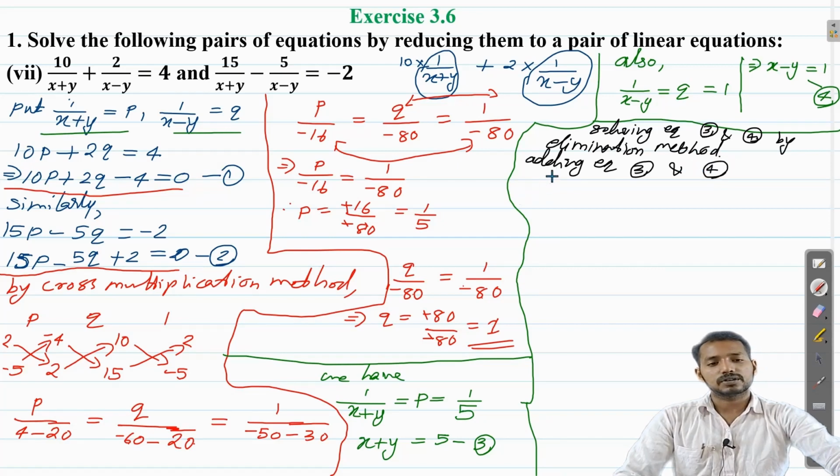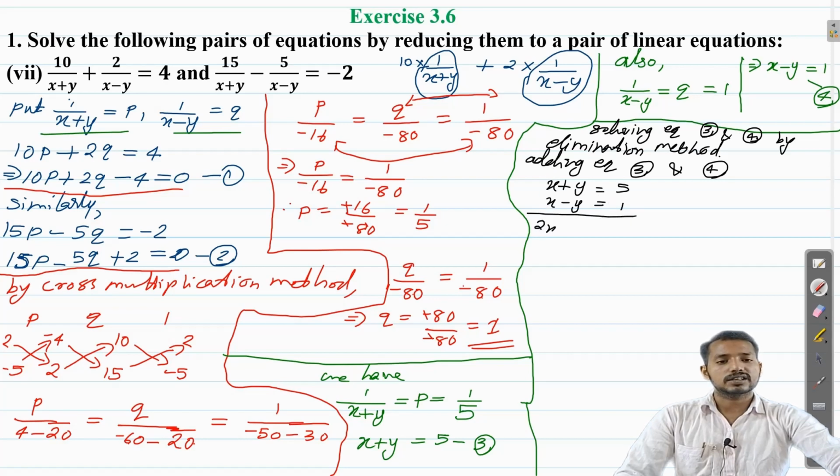we get x plus y, adding x minus y, which is x plus y is 5 and here it is 1. We will get 2x is equal to, plus y minus y becomes 0, and 5 plus 1 is equal to 6. Therefore, x is equal to 6 divided by 2, which is equal to 3.